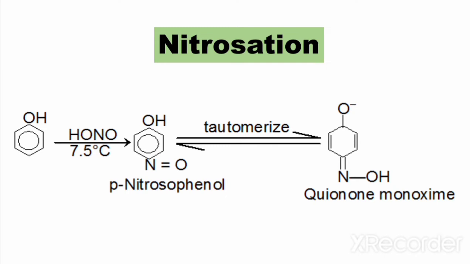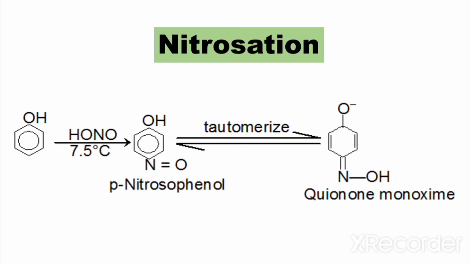Tautomerization is a process in which the molecule remains the same, because its molecular formula will remain the same, but the arrangement of the atoms along the compound will be changed. As you can see in p-nitrosophenol, the nitrogen atom has two bonds with the oxygen in it. And as you can see, the phenol has a hydroxyl group.